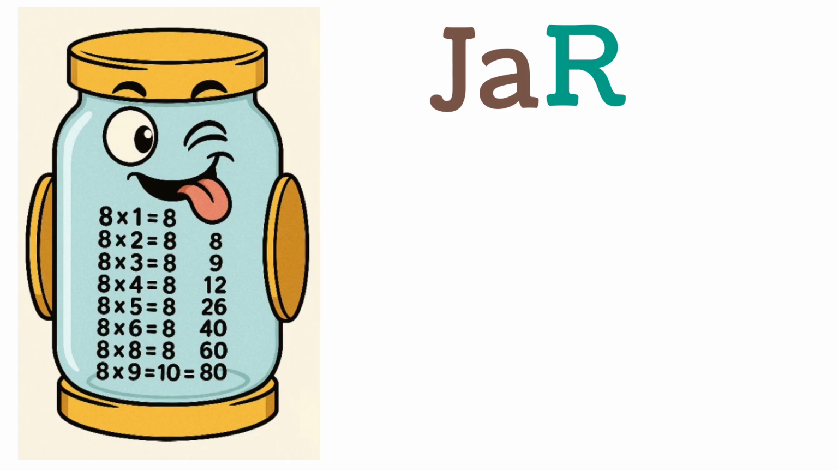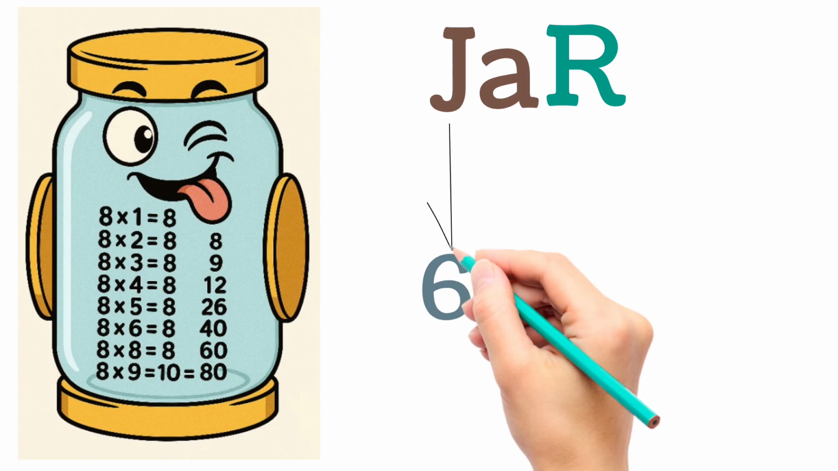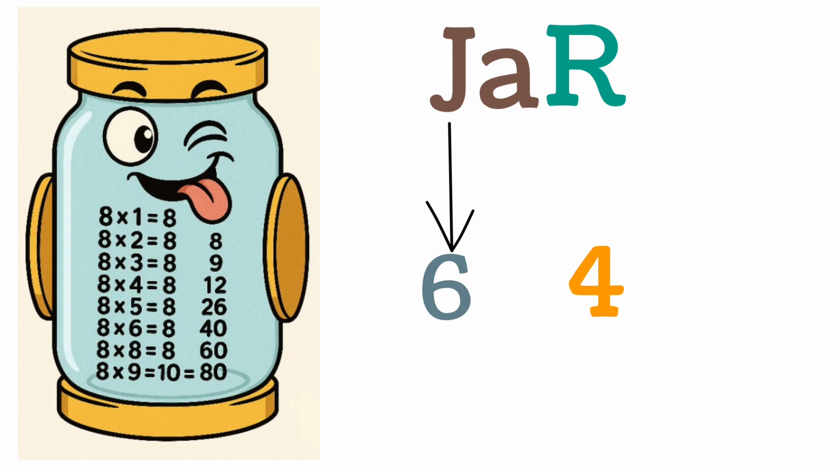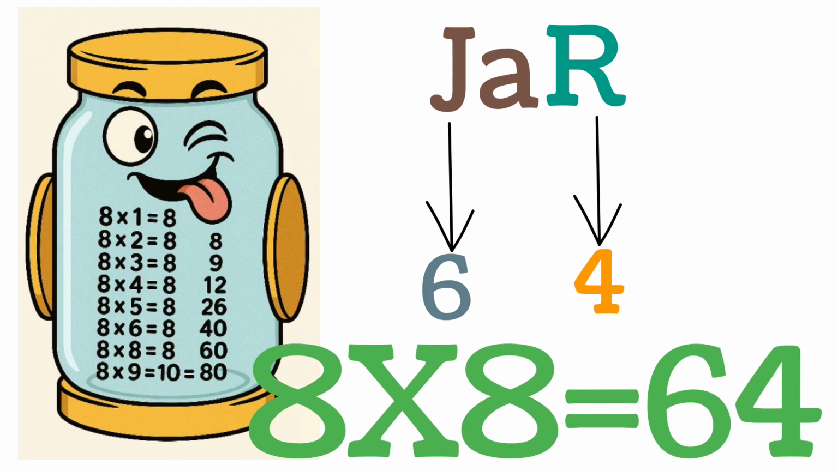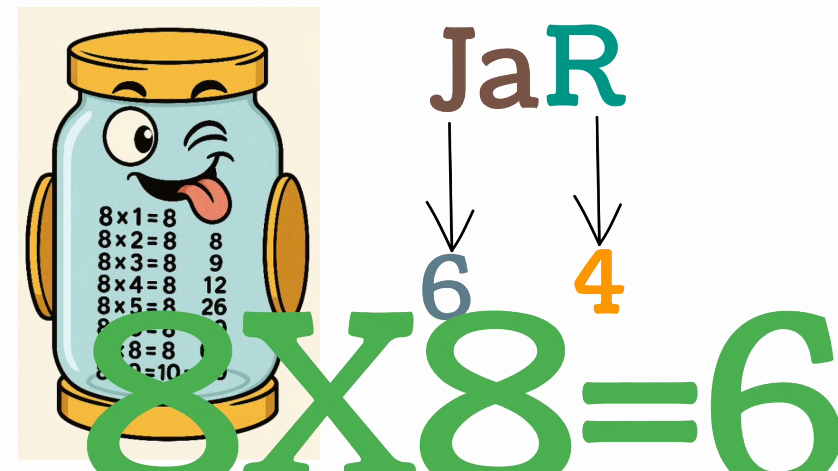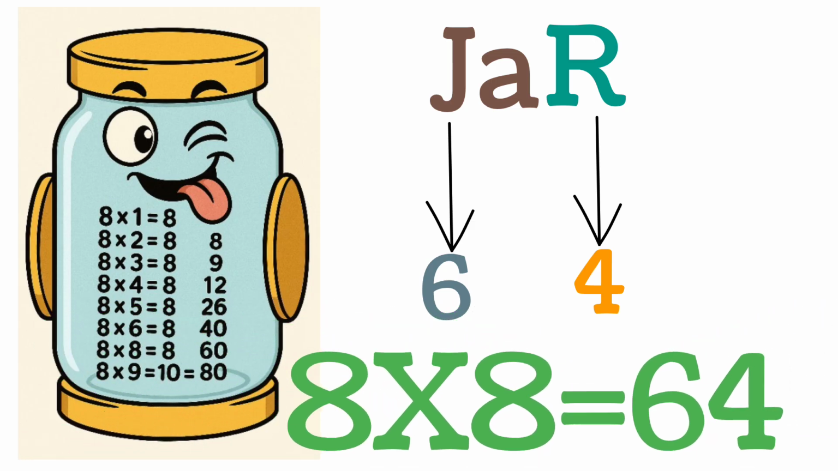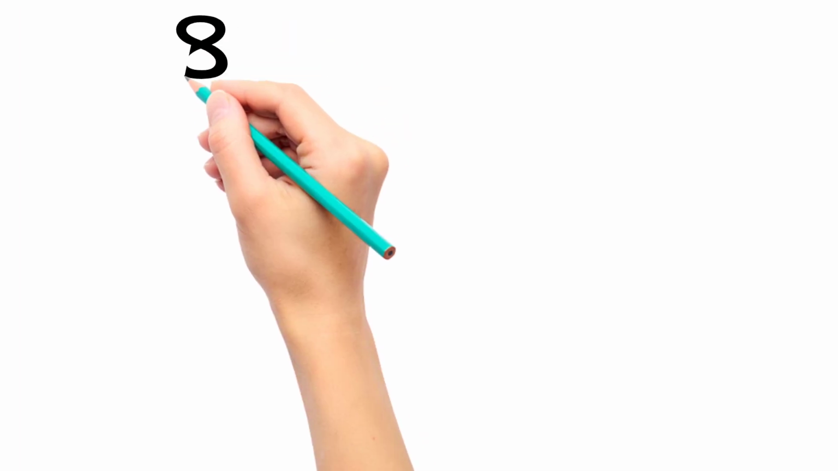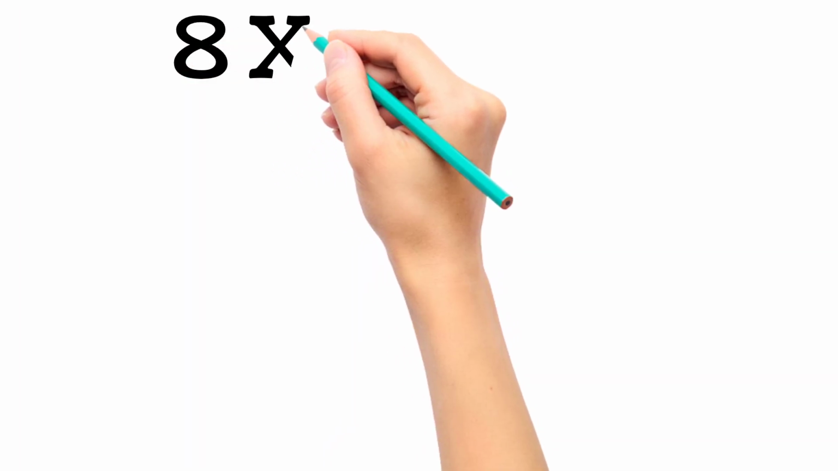8 is plate. And again 8 is plate. And there's a special jar with plates on both sides and the 8 table written on it. Very good, children. Clap, clap, clap. And in the word jar, J equals 6 and R equals 4. That means jar equals 64. So, 8 eights are 64. All right, children, we just learned 8 eights are 64.